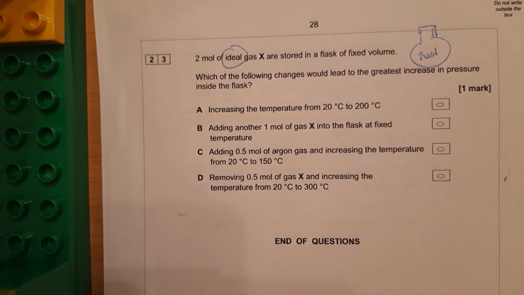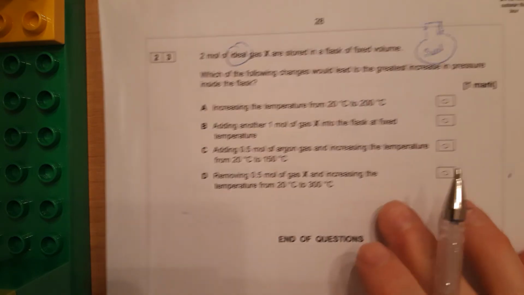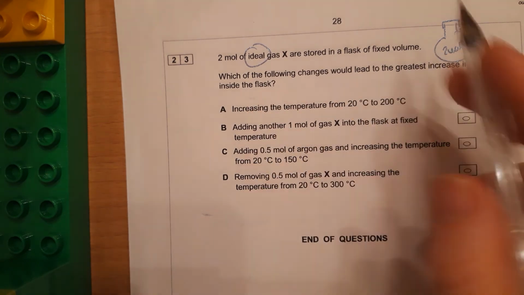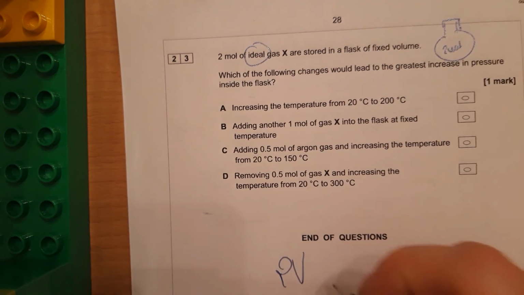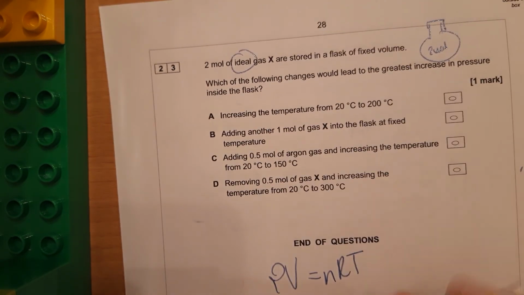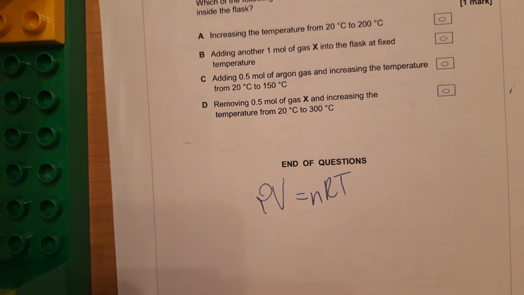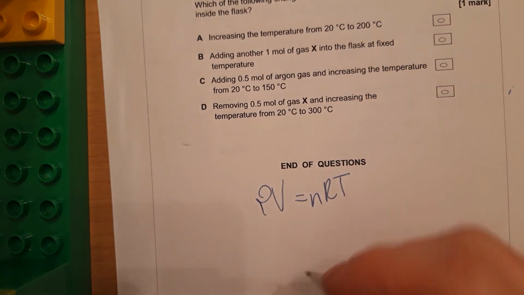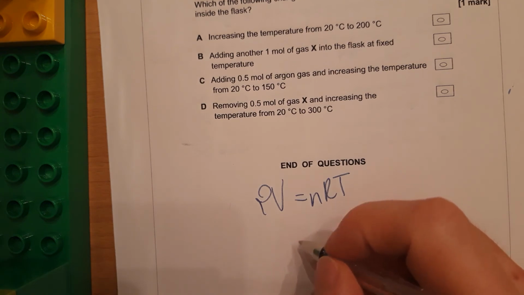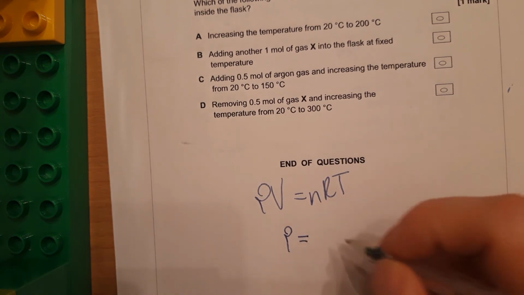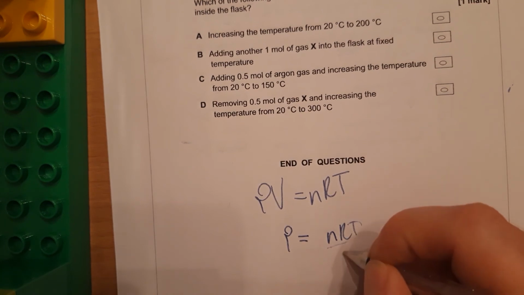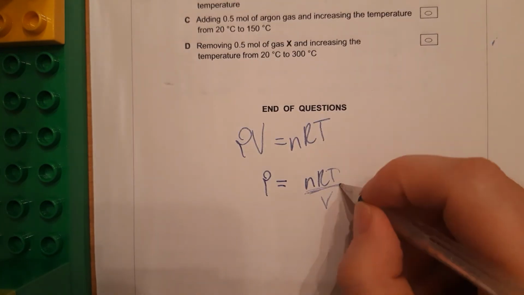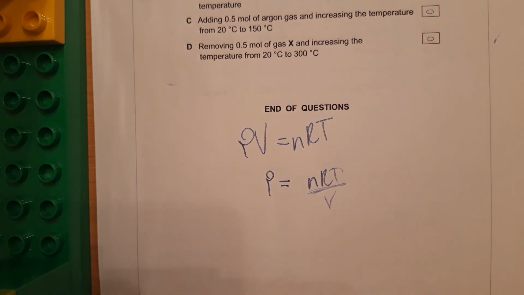If you increase the temperature from 20 to 200 degrees C, you've got to think, it's got to be PV equals nRT. You could work out the pressure at 20 and the pressure at 200. Pressure at 20 equals nRT over V, and you could plug in... it's not 20, it's Kelvin.